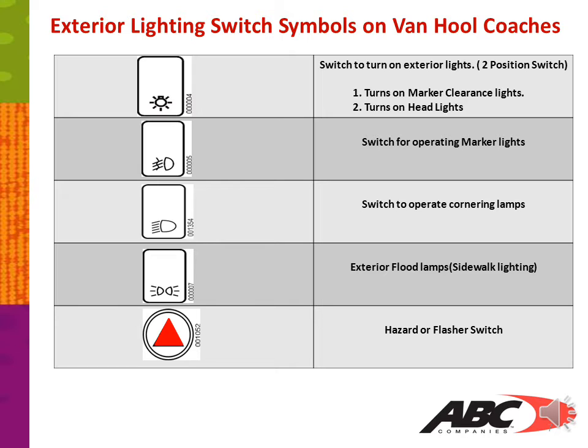Next you have your switch for operating marker lights. Then you have your switch symbol to operate the cornering lamps. You also have your exterior flood lamps or sidewalk lighting. And underneath that you have your switch with the triangle, which is for your hazard or flasher switch.